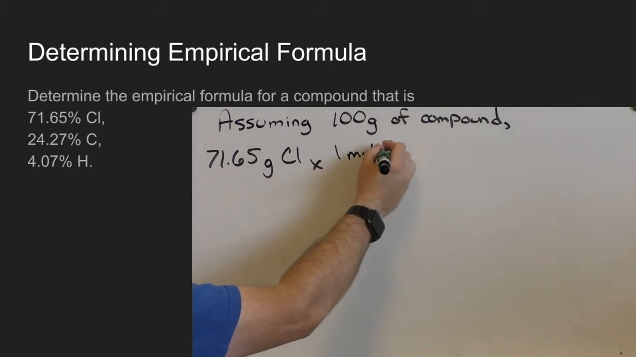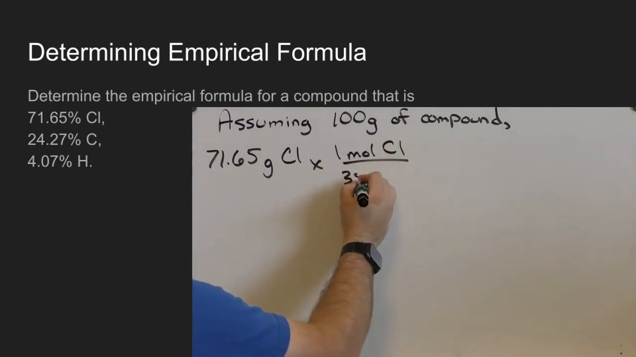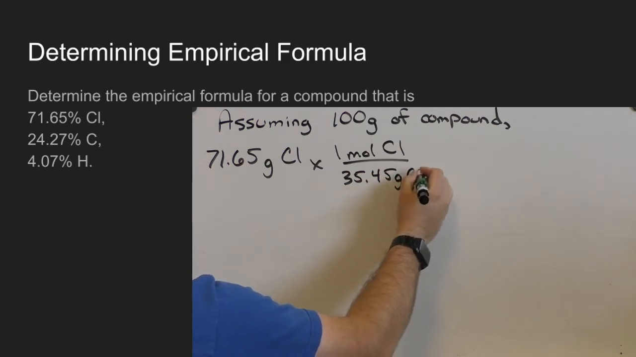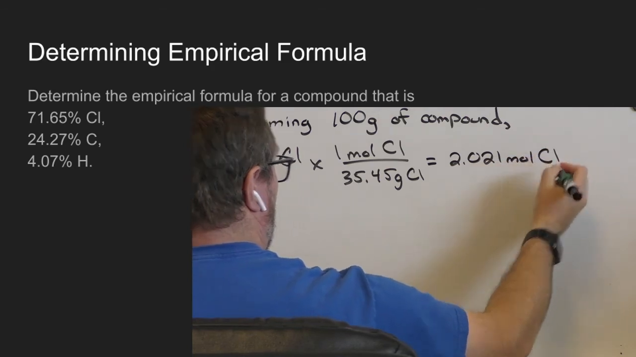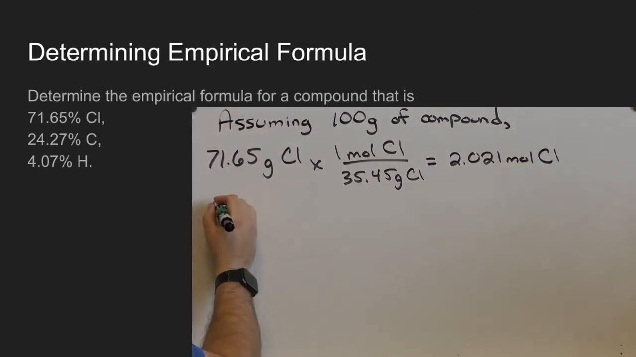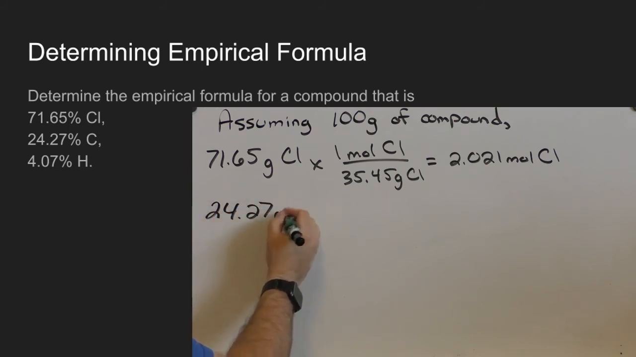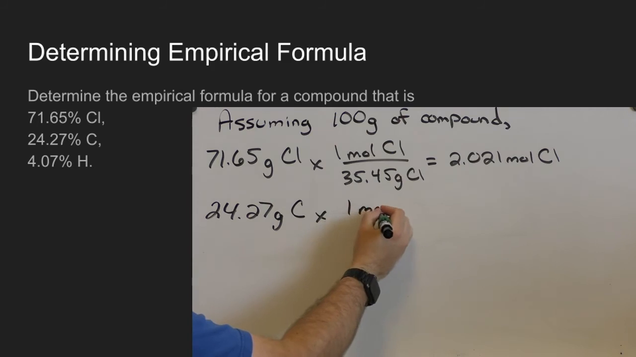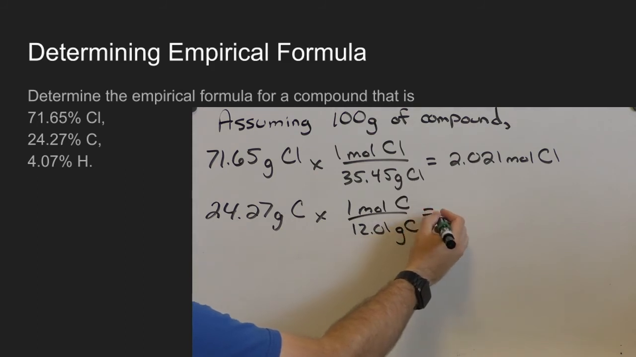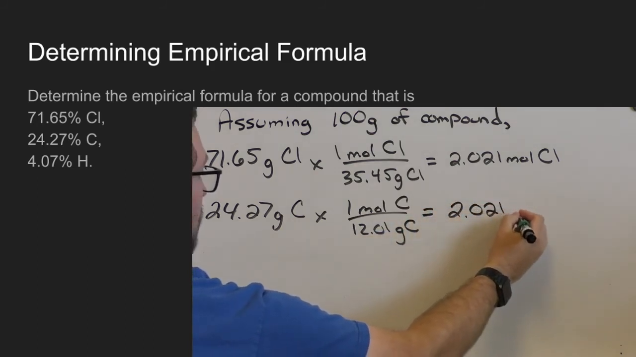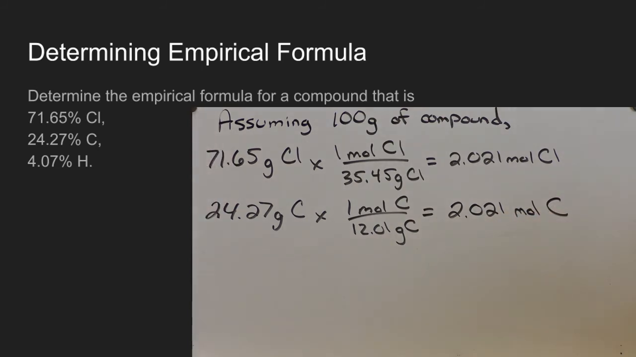To find a formula, we need moles. Formulas are mole ratios after all. So we're going to multiply by this conversion factor using the molar mass of chlorine, but upside down, in order to determine that we have 2.021 moles of chlorine in the 100 grams of this compound. We'll use our 24.27%, but write it as grams of carbon instead, and then use the molar mass of carbon to convert that into moles of carbon in 100 grams of the compound. Notice that we're going to have a 1-to-1 ratio, or a 2-to-2 ratio, or a 3-to-3 ratio of chlorine to carbon in this compound, because it's the same moles of each.